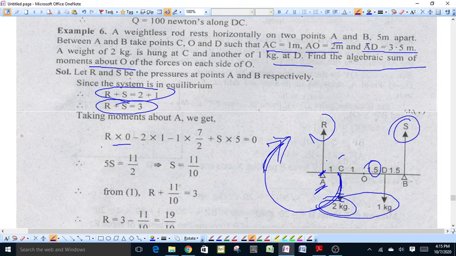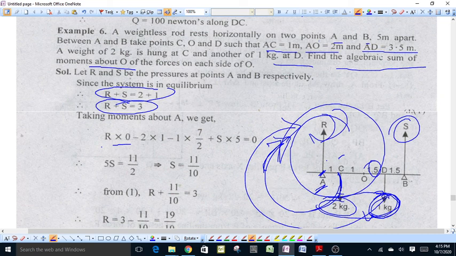Again, moment of 1 kg force about point A will be equal to magnitude of force 1 kg, that is equal to 1, and perpendicular distance AD, which is equal to 3.5, that is 7 by 2. This moment is also of clockwise sense, therefore this will try to rotate the body in clockwise sense. Therefore, moment of this force is also negative, that is minus 1 into 7 by 2, and that of force S, this force S will try to rotate the body about the point A in anti-clockwise direction. Therefore, the moment of this force S will be positive.